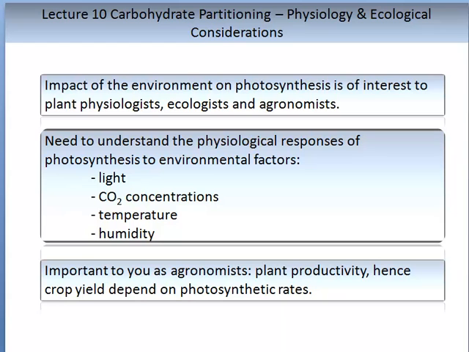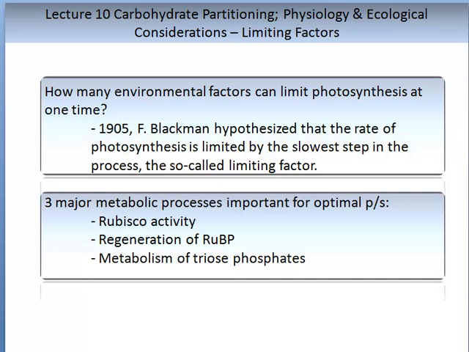Important to you as either an agronomist, a viticulturalist, or a plant physiologist, plant productivity is based on crop yields, which in turn are very dependent on photosynthetic rates. A limiting factor is a factor or condition that either temporarily or permanently impedes photosynthesis. In 1905, it was Blackman who hypothesized that the rate of photosynthesis is limited by the slowest step in the process, and he termed this the limiting factor.